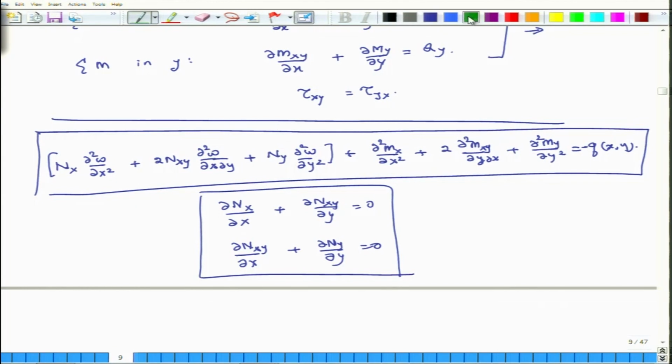What we find is that these terms are the additional terms which come into the picture as I am considering equilibrium of a plate, whether it is a composite plate or an isotropic plate. So for such plates, if I am considering their buckling phenomena, then these three terms related to Nx, Nxy and Ny appear in the third equilibrium equation. And once we consider these terms, we will be able to capture the buckling phenomena.